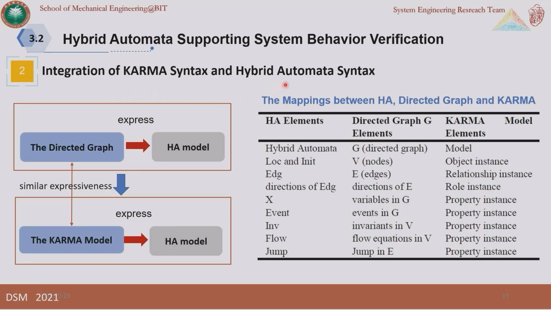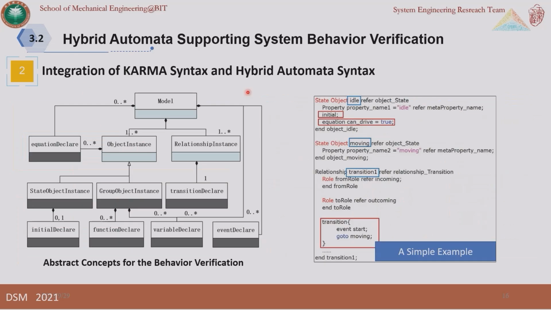In order to integrate the hybrid automata syntax into Comma, we established the mappings between the HA directed graph and Comma. The directed graph can express the HA model, and the Comma model has similar expressibility to the directed graph, so we can also use the Comma model to formally express the hybrid automata model. For example, we can use the object instance to express Loc and the initial state. And we can use the property instance to express X, events, invariant, flow, and jump. Then the syntax of hybrid automata is added into the Comma language.